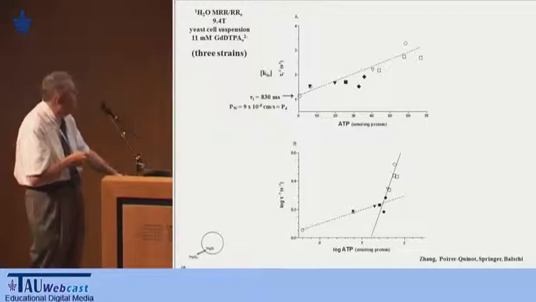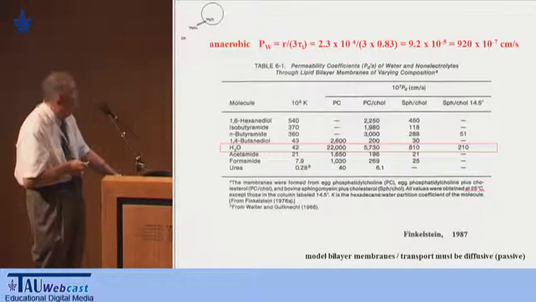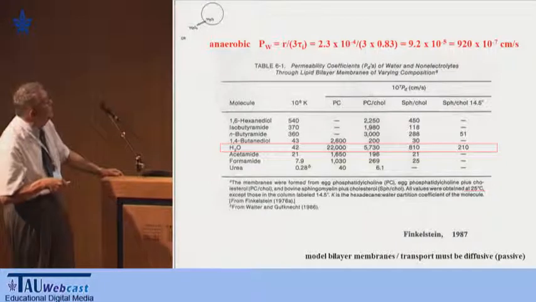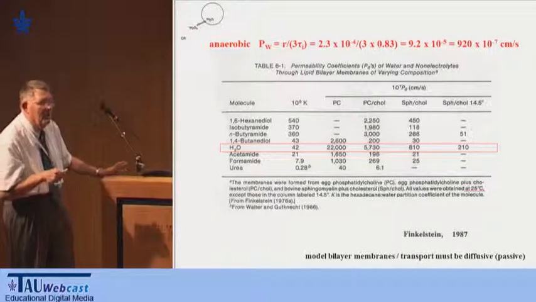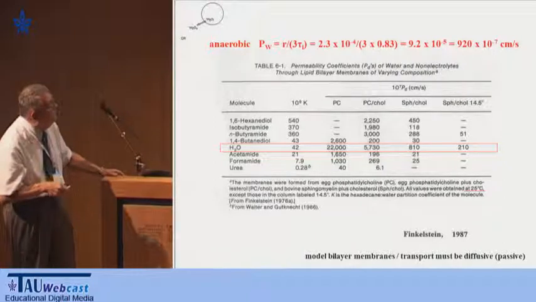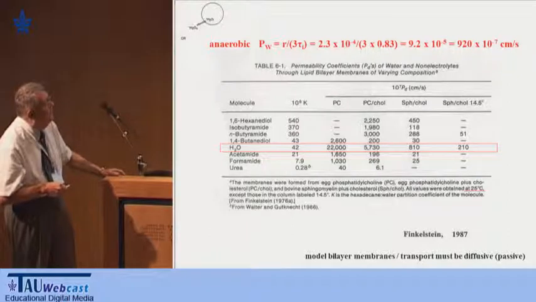And I'll show you that that legitimately could be called P_D, because here's a table from Finkelstein's famous monograph showing water permeability across model bilayer membranes. No proteins. The transport must be diffusive and passive. And if you have fluid membranes at 25 degrees C, which is the same temperature that we did the experiments, here's the value we get for the yeast cell. It's in between values for model membranes that don't have any proteins in them at 25 degrees C.